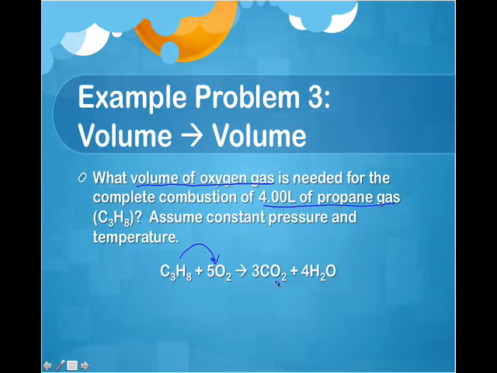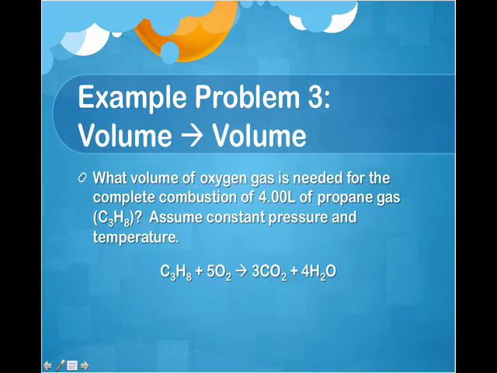And this isn't written for you guys, I just wrote it on mine, so you should copy it down. This is something that we would do first, write it out so that we know what we have, and then we can use it. We have 4 liters of propane, and they want to know how many liters of oxygen it has to react with. So because this is a volume to volume problem, we just use the coefficients and that's it.